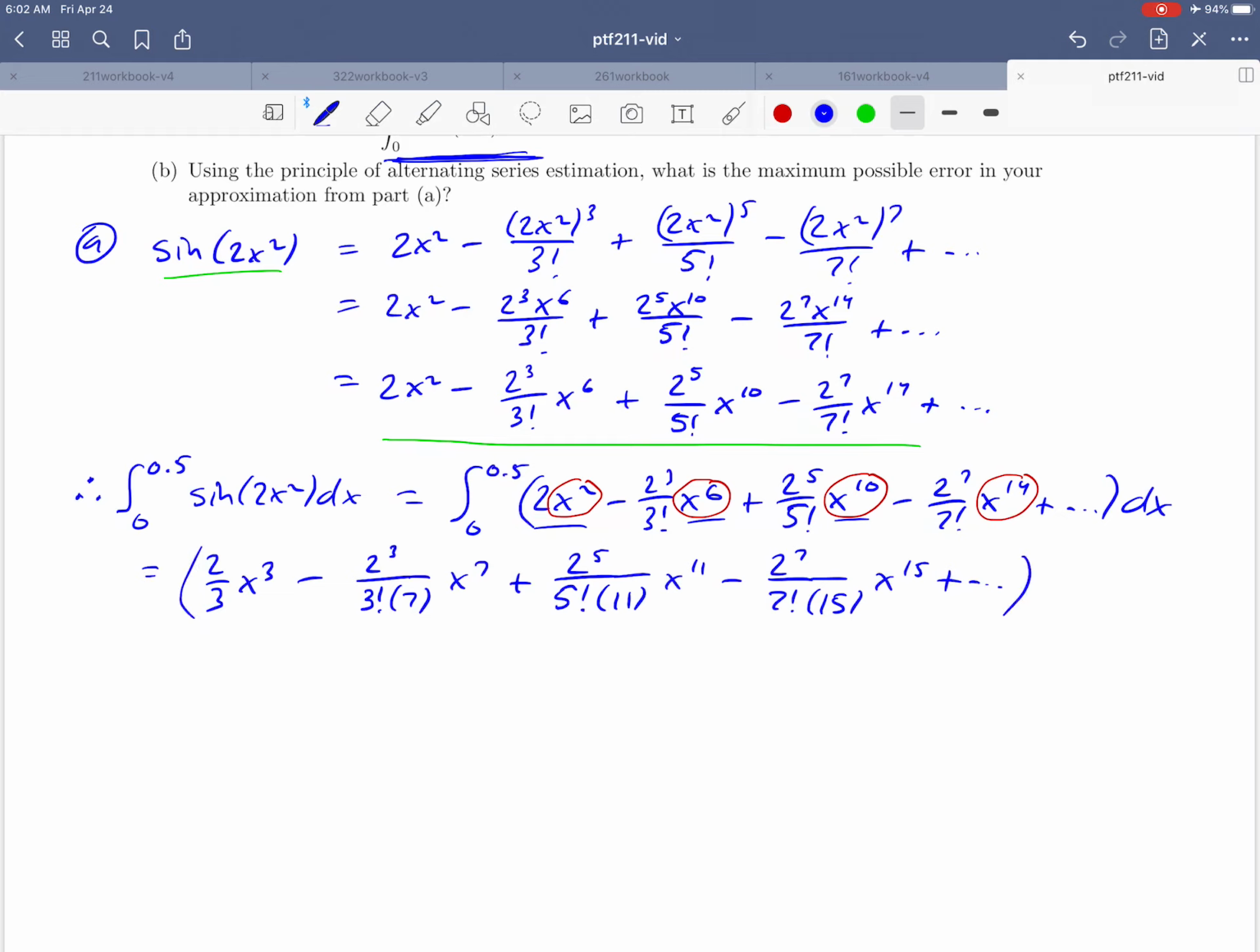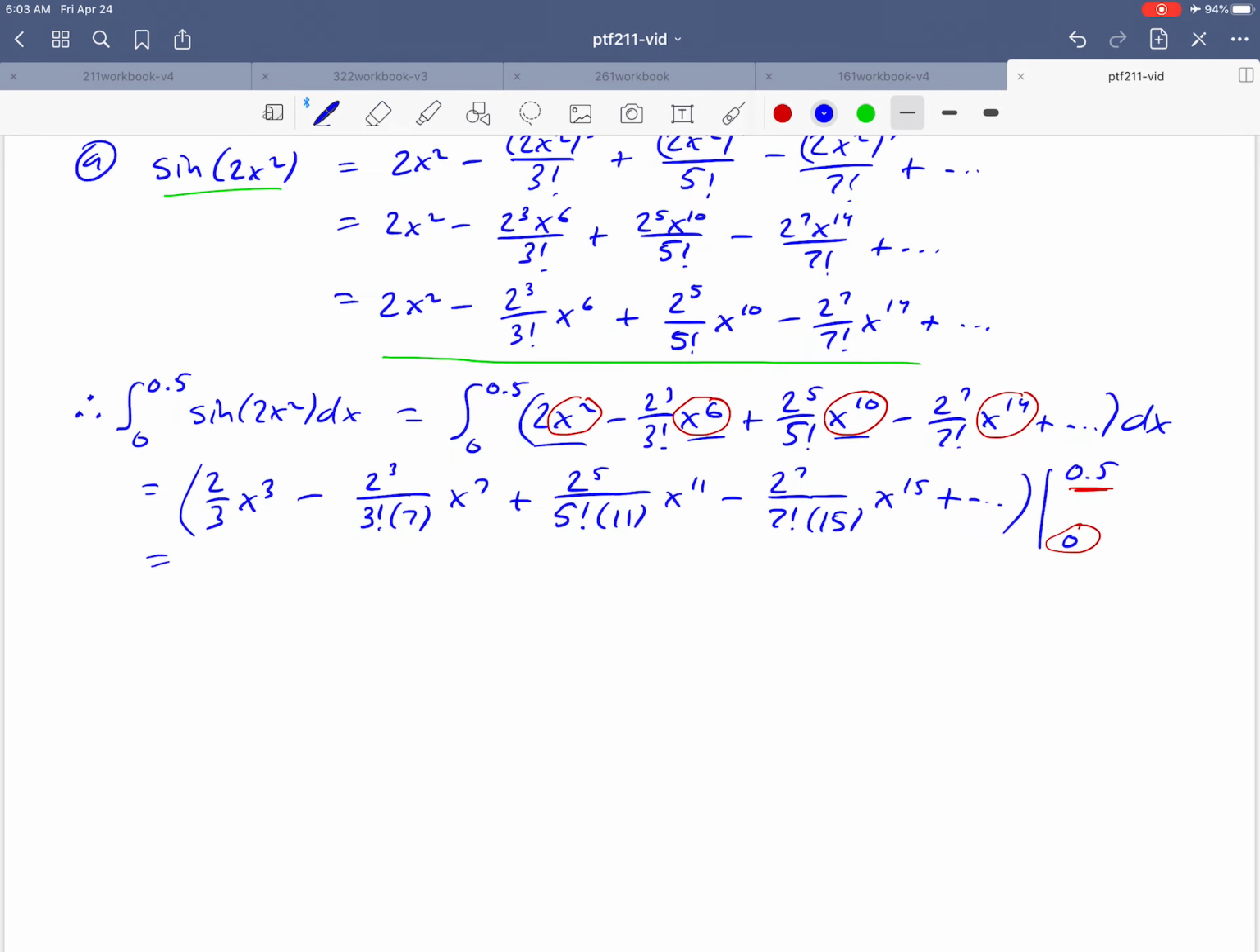And just like when you do an ordinary integral, we need to plug in our limits, 0.5 and 0. The nice thing is the lower limit of 0, you plug that in for all of your x's, you're going to get 0 anyway. So it really just comes down to what happens if we plug in the 0.5. We're going to plug in 0.5 for all of our x's, and here's what we get. 2/3 0.5 cubed.